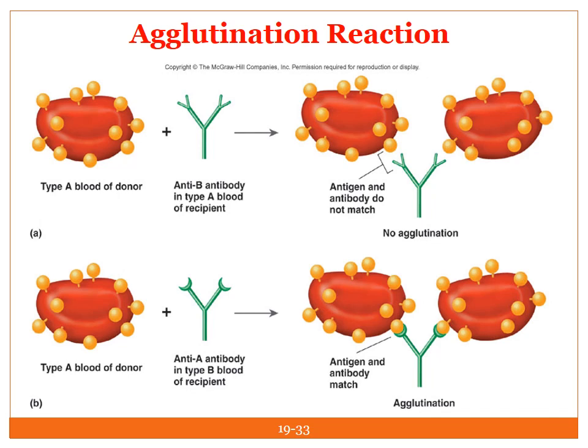If you look at the second example, if a type A blood donor gives his blood to someone who has type B blood, that person with type B blood will have anti-A antibodies in their plasma, and those anti-A antibodies now will connect with those type A antigens and will cause an agglutination or a clumping reaction where these red blood cells will all clump and agglutinate together, and obviously that's not a good thing.